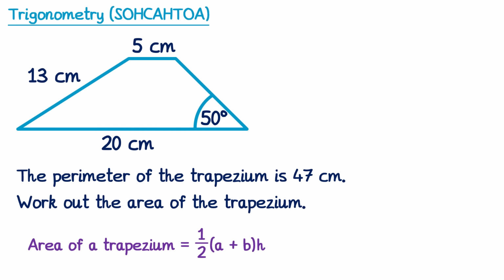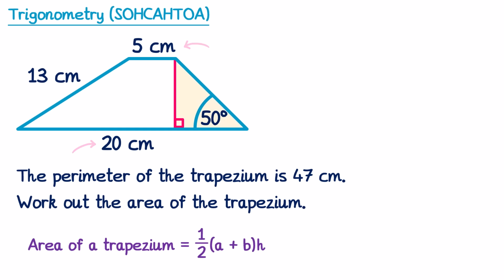When using this formula, a and b are the parallel sides, so that's 20 and 5 centimeters. h is the perpendicular height, which will be this length here. And for this question we don't know h, but we're going to need to find it to use it in the area formula. So our goal is to find the height so that we can find the area of the trapezium. Since this is the perpendicular height, that length must make a right angle with the base.